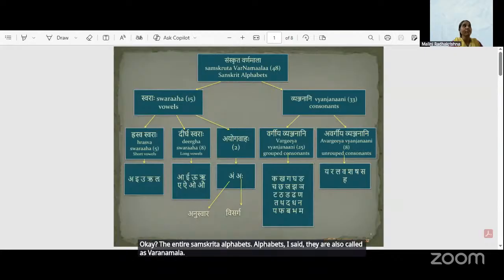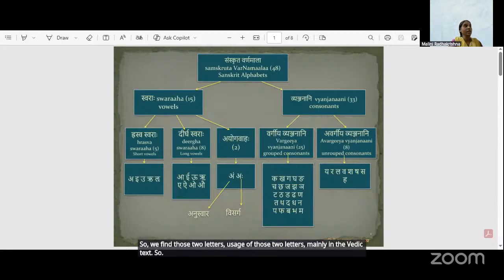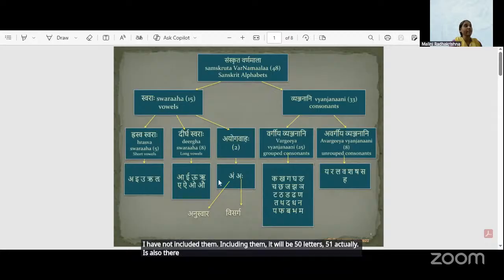We have a total of 48 letters. Here we have not included the two letters L and L, because in the layman language those two letters are not used. They are very rarely used or not used at all. We find the usage of those two letters mainly in the Vedic texts, so I have not included them. Including them, it will be 50 letters, 51 actually. R is also there, but I have considered only one R here, 48 letters.